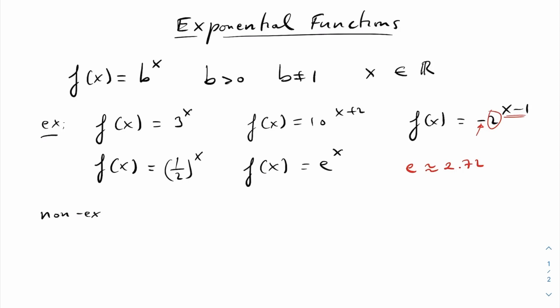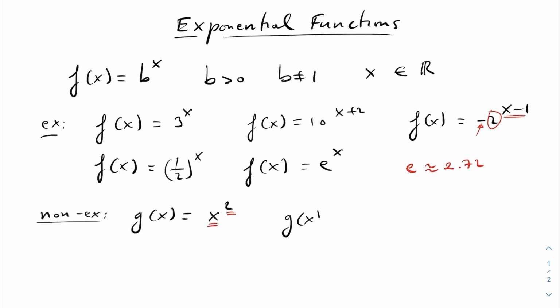Here are some functions that are not exponential functions. You could have g of x equals x to the power of 2. In this case, the base x is a variable instead of being a constant. So this is not an exponential function. And the power here happens to be 2, which is a fixed number instead of any real number that you could put in. And of course, functions like this, we've already talked about them. These are polynomial functions. And in particular, this one happens to be the parabola.